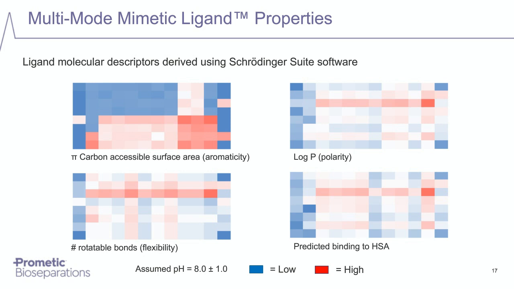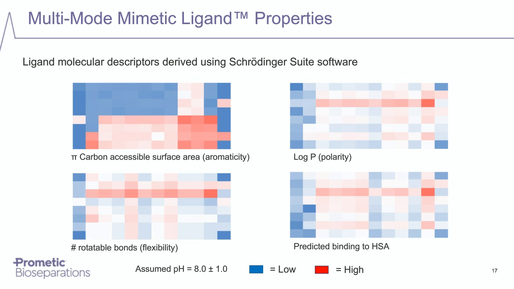So this chemical analysis by using computational chemistry can be very powerful to predict how ligands might interact with proteins and what to expect when we do screening. So we'll come back to this albumin prediction in a little while.